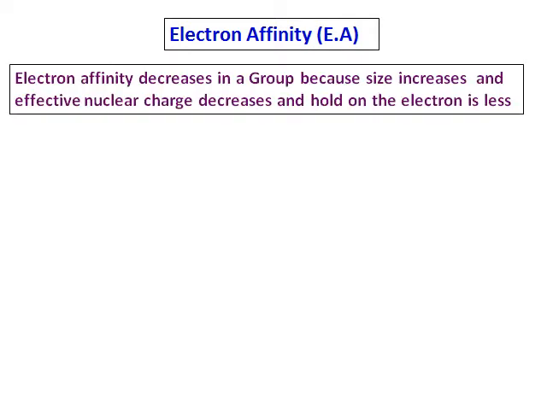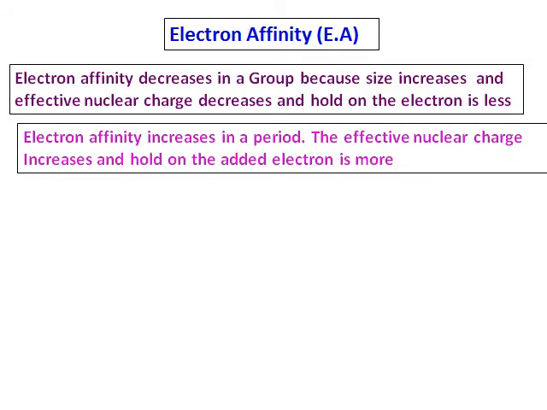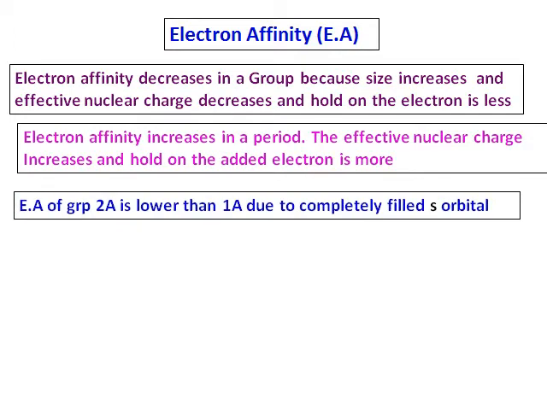Electron affinity decreases in a group because size increases, so it will be difficult to add an electron. However, electron affinity increases in a period because the effective nuclear charge increases and the hold on the added electron is more. Some things you should remember: the electron affinity of group 2A is lower than 1A due to the completely filled s orbital.